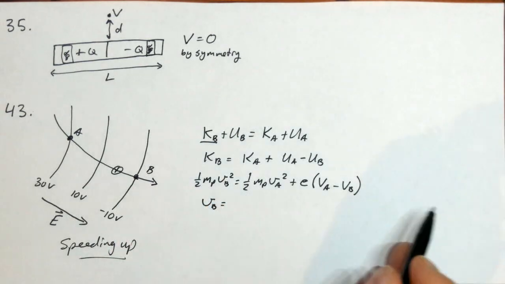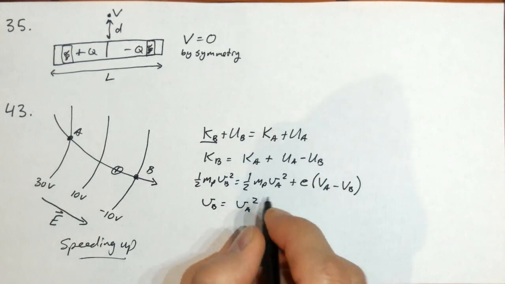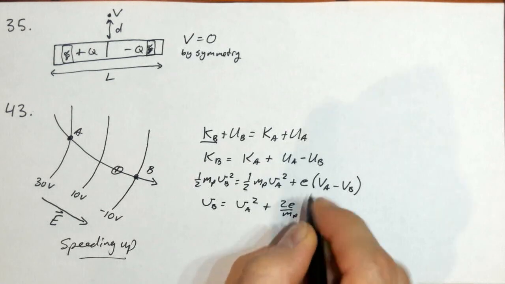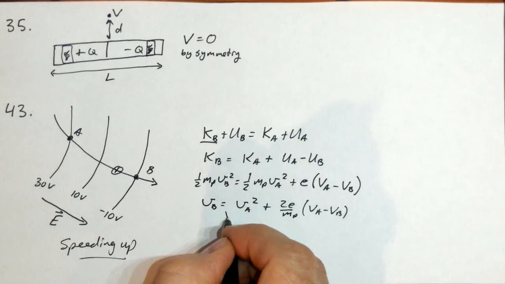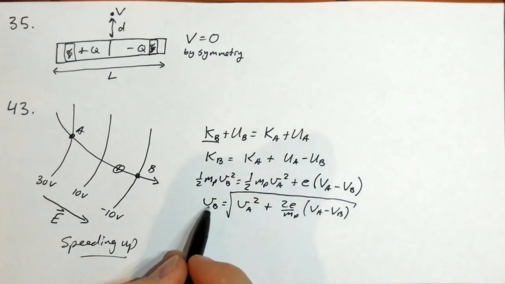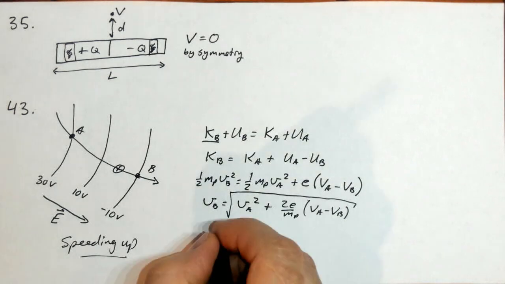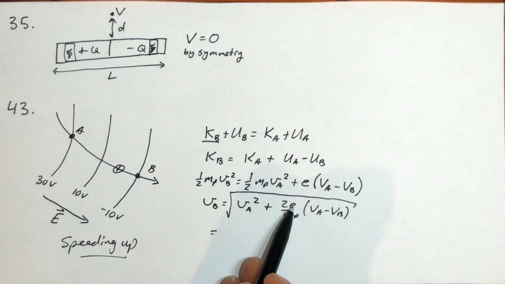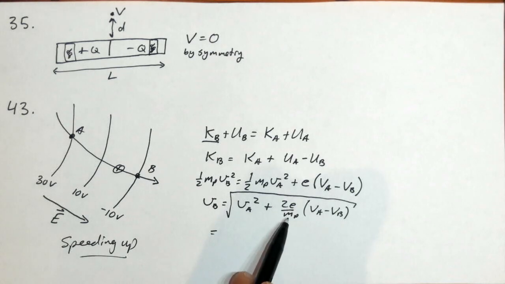Okay, let's simplify, solving for VB. I'm going to multiply everything by 2 and divide everything by the mass of the proton. That gives me VB equals the square root of VA squared plus 2e over m times (VA minus VB), and I square rooted the whole thing because it was squared. And so now I can just plug in my numbers, noting that the charge of a proton is 1.6 times 10 to the negative 19, and the mass of the proton is 1.67 times 10 to the negative 27.